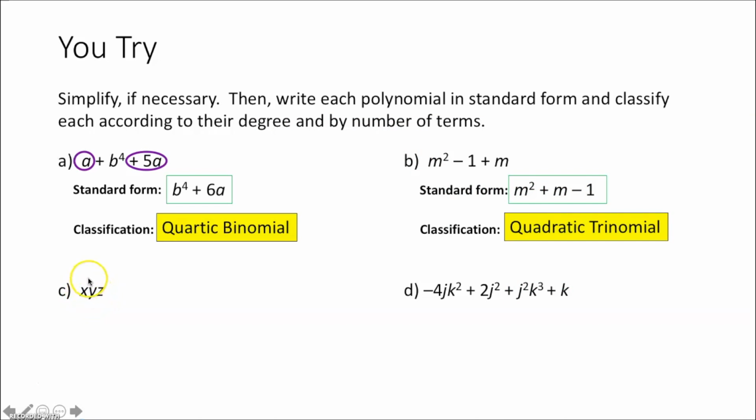Here we have x to the first, y to the first, z to the first. So technically this is 1 term. To write this in standard form, it's already in standard form. It's 1 term, so you just leave it like that.